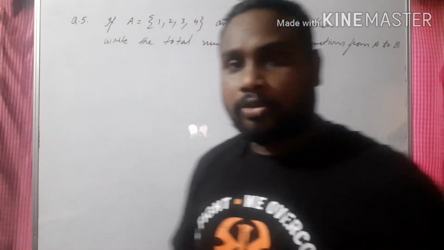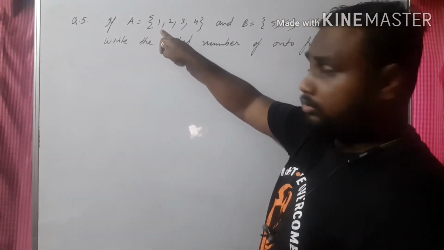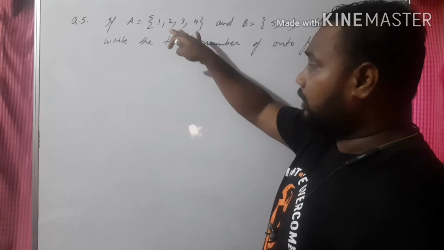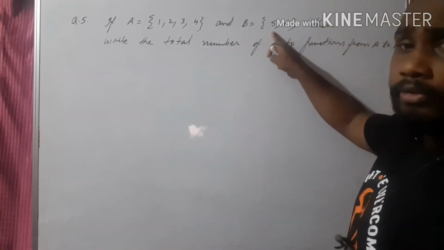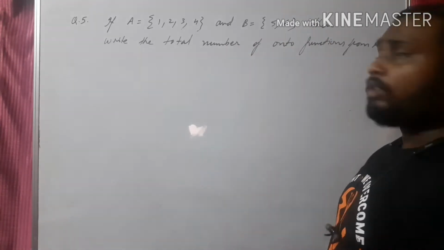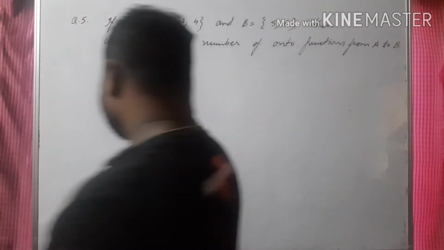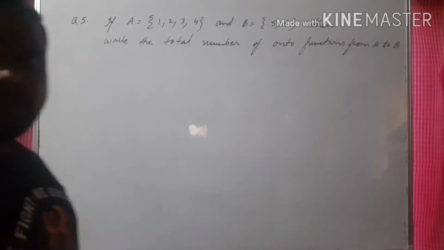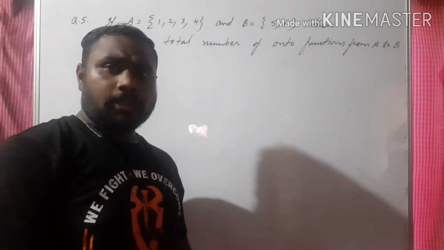So let's see the next question. If A is 1, 2, 3, 4, 4 elements are given in A, and in the set B I have 2 elements, 5, 6. Then write the total number of onto functions from A to B. As you know, I have discussed in the last video how to find the number of onto functions, so I will be using that.